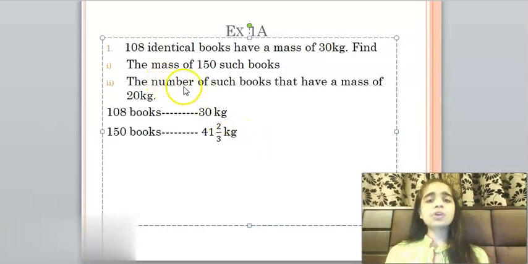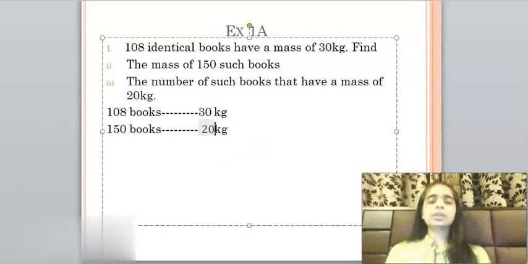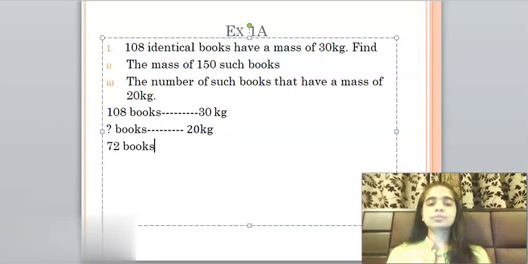The number of such books that have a mass of 20 kg. So again we will use the same unitary method. We have this standard as 108 books for 30 kg. And now we have a mass of 20 kg, so let's put 20 kg over here. And how many books? The number of books is actually missing. So in this case, we will multiply 108 by 20 and then we will divide it by 30. So we will get 72 books. So our answer will be 72 books.